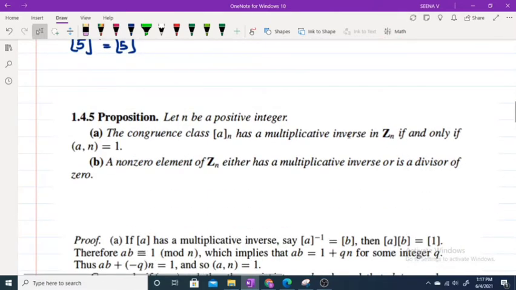Our next theorem is: let n be a positive integer. The congruent class a has a multiplicative inverse in Zn if and only if a and n are relatively prime.